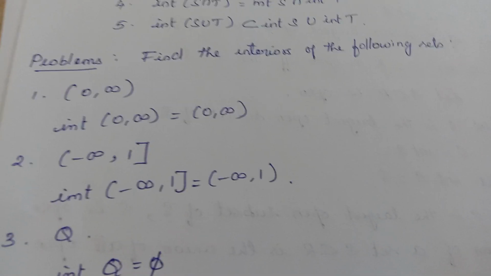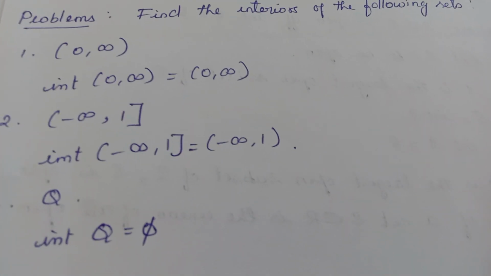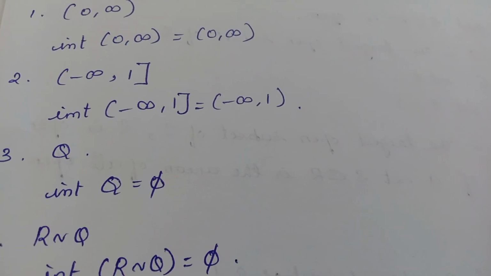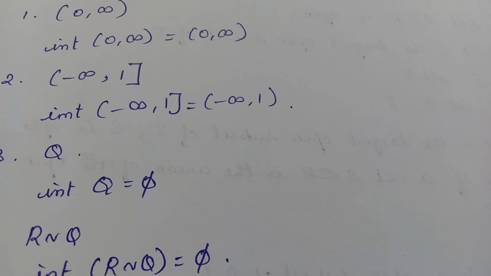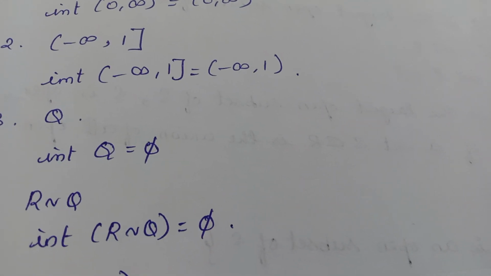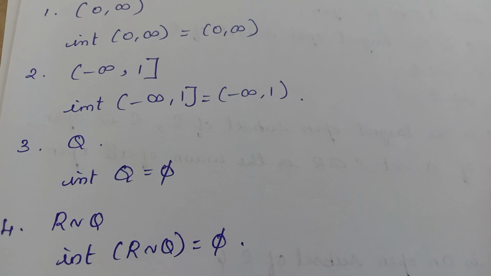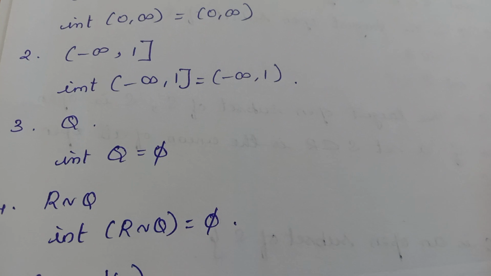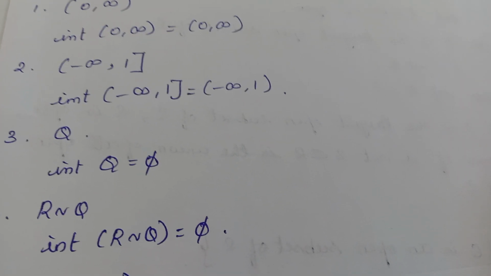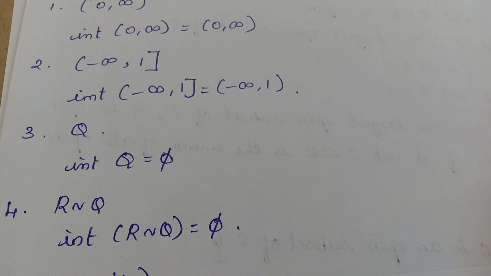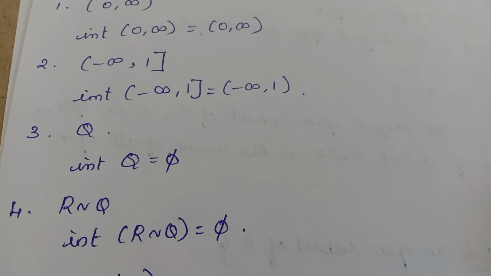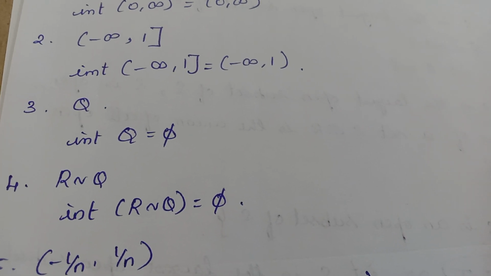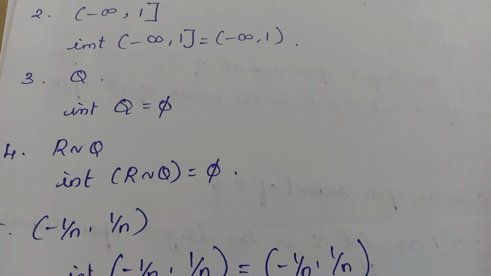Next, find the interiors for the following sets. Now, for the open interval 0 to infinity, the interior is the same thing. Okay, for the half open interval minus infinity to 1, the interior is equal to the open interval minus infinity to 1. So, for writing the interior of any interval, you have to put the open interval because the corner points cannot be interior points. Okay, so remember like this: interior point means lying inside only, no? So, boundary points cannot be interior points. So, whenever you get an interval, you have to omit the boundary points when writing its interior. So, the interior of minus infinity to closed interval 1 is equal to the open interval minus infinity to 1.